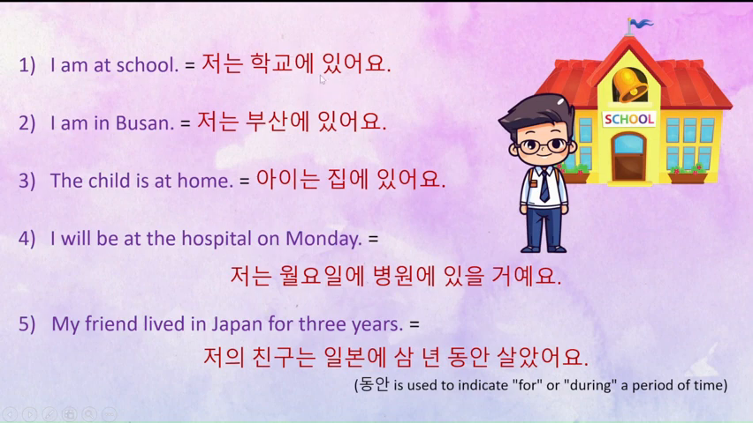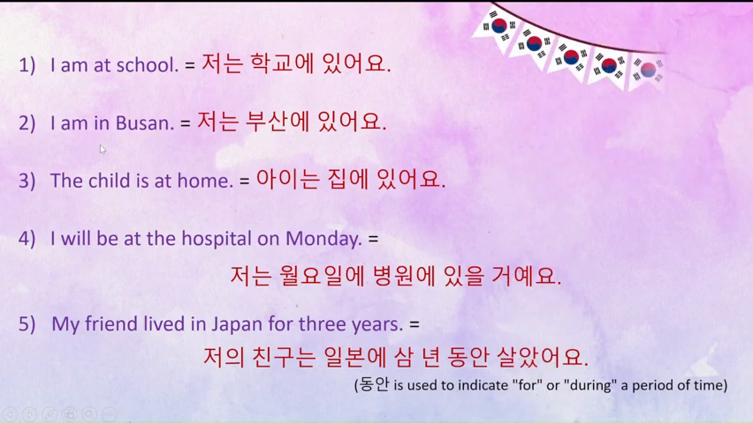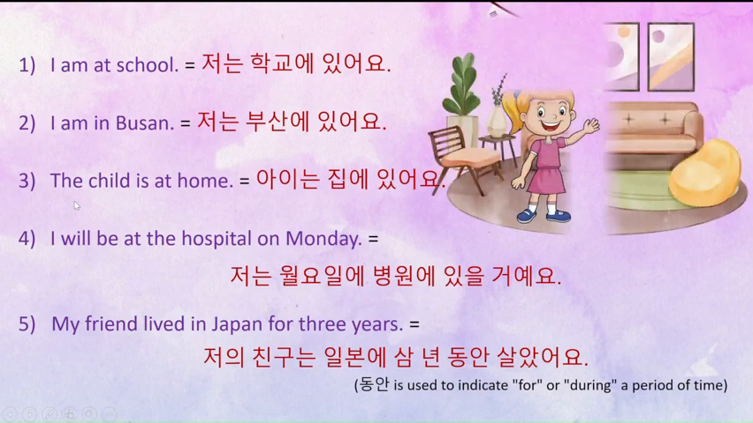Here you can notice that the particle 에 is attached to the location where the person is present. Okay, what is the location? School. So the particle 에 will be attached to school. Fine, this is how you are going to use this particle in Korean sentences. Next is I am in Busan. 저는 부산에 있어요. Here also you can see that the particle 에 is attached to the location, to the place that is being said in this sentence. Okay, Busan, right?